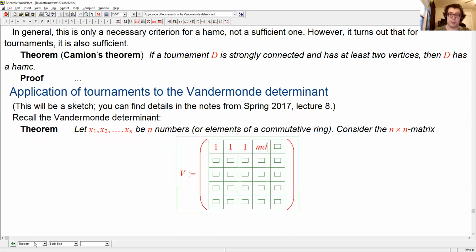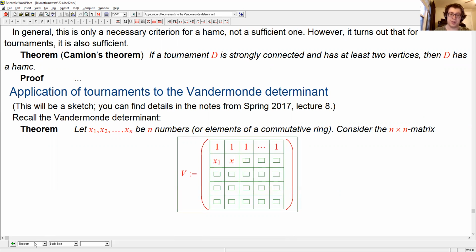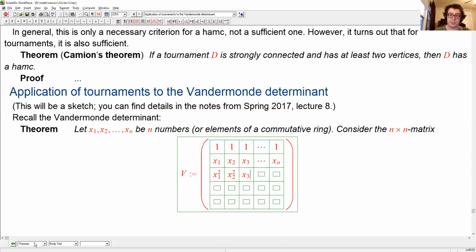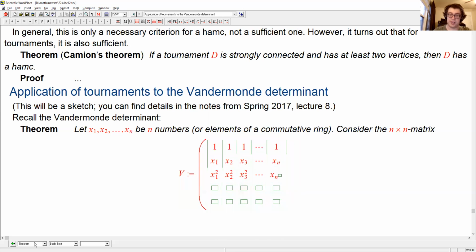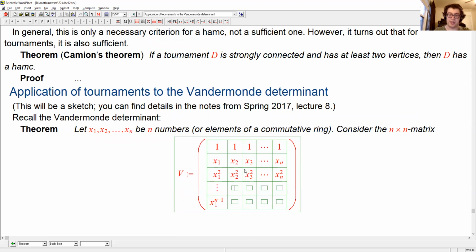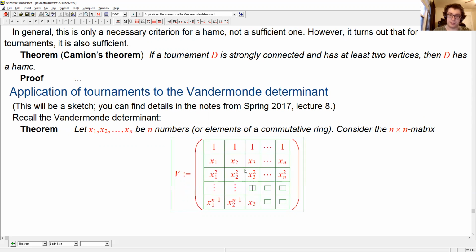The top row is all ones. The next row is the variables, so the x's. The next row is the squares of the x's. And so on. Basically, every row, you increase the exponent by 1. This was x1 to the 0, this is x1 to the 1, this is x1 squared, the next one is x1 cubed, and so on. It goes all the way up to x1 to the n minus 1. And similarly in all the other columns.